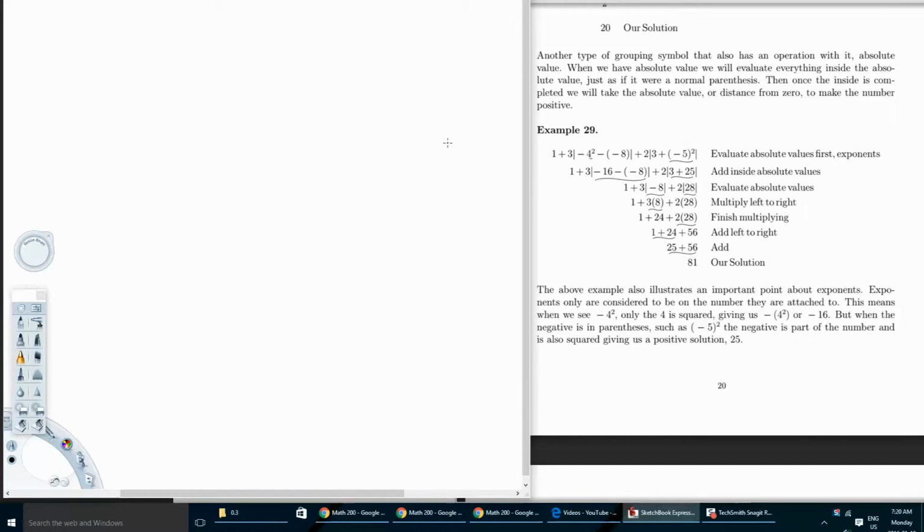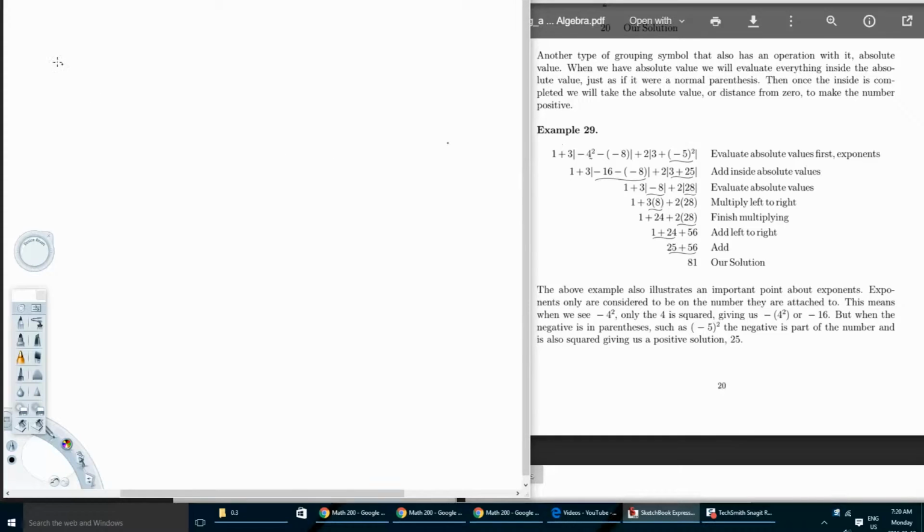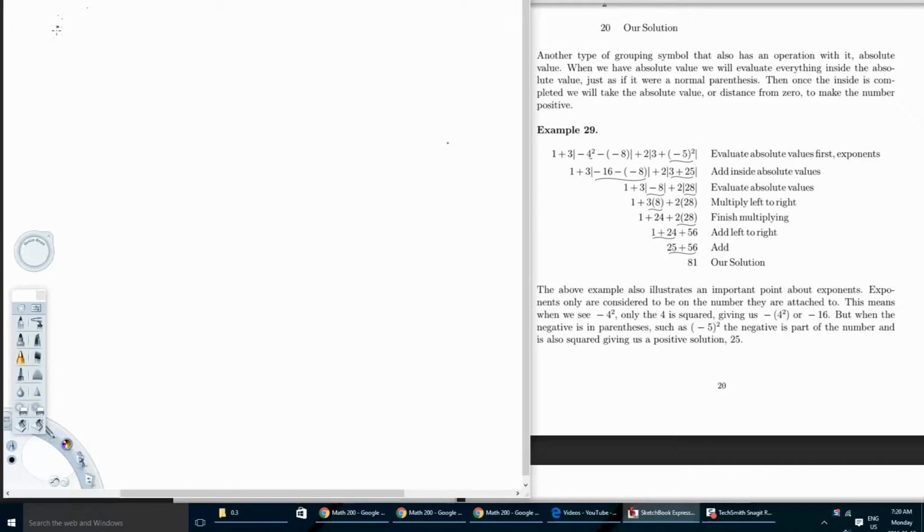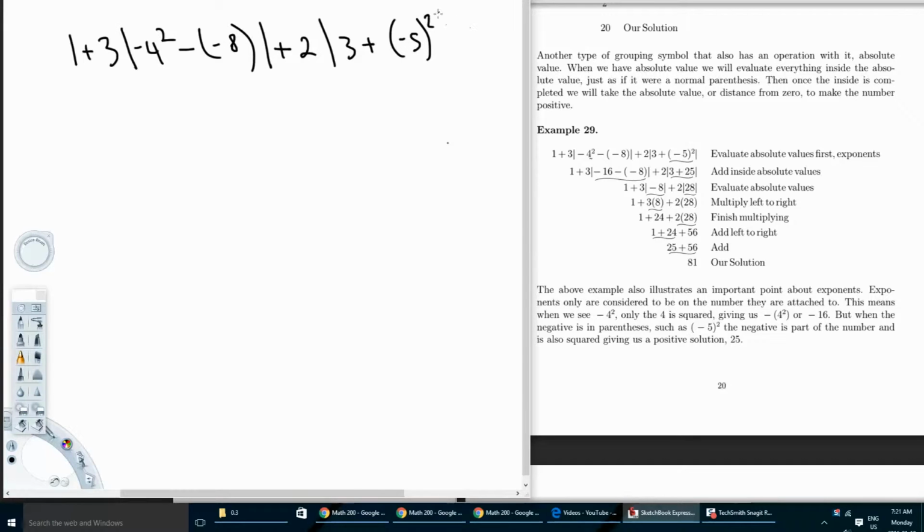Okay, so this is part 2 of the lecture on order of operations. Once again, we're going to look at example 29, and we're going to work it out. This is a killer. Actually, I find that the rate of difficulty is minus 4 over 2 minus 8 plus 2 plus minus 5 2. Okay, let's take a look at this.